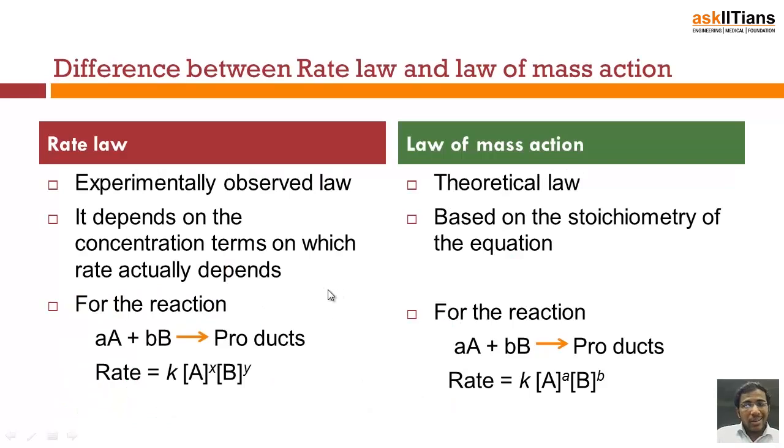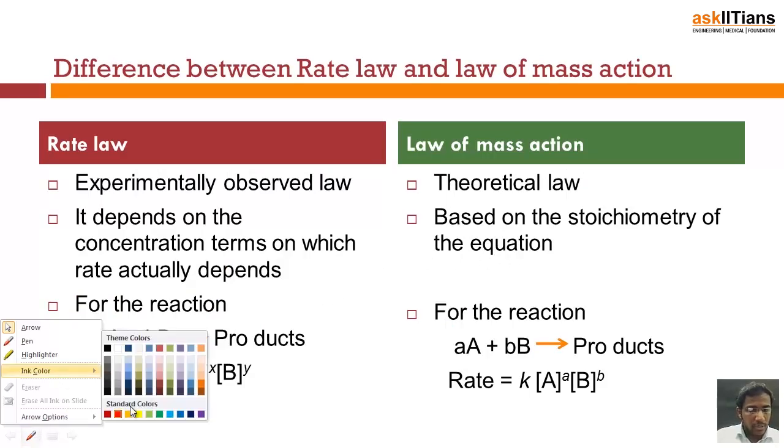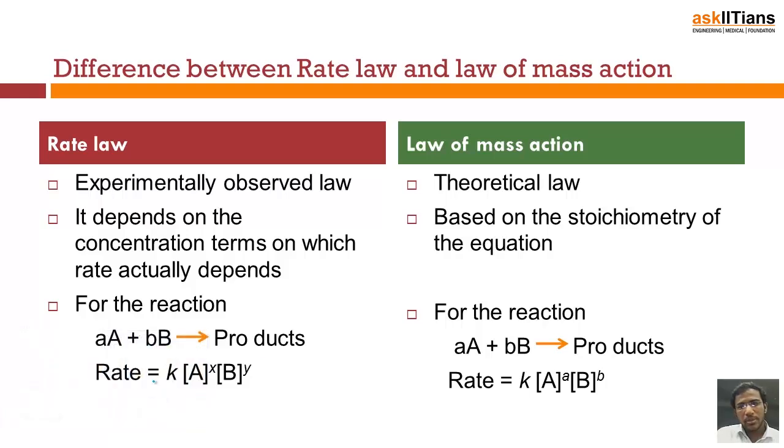Let's see the differences between rate law and law of mass action. We learned about both law of mass action and rate law. So what is the difference between them? If you know the difference between them, then we can clearly understand what is rate law and what is law of mass action. Rate law is an experimentally observed law. So they conduct experiments, observe how the rate is, calculate the rate and the concentration of the reactants, and deduce this rate law, which is an experimentally deduced one. But the law of mass action is a theoretical one, which you can write directly from the given chemical equation.